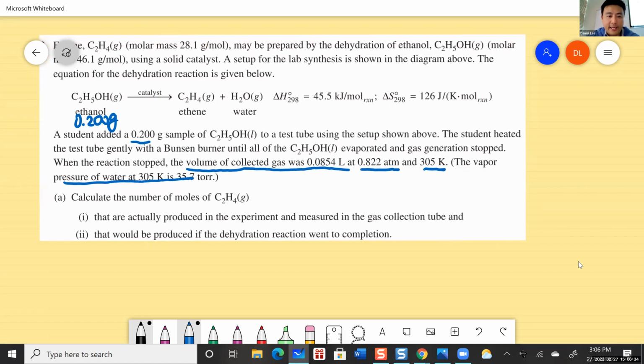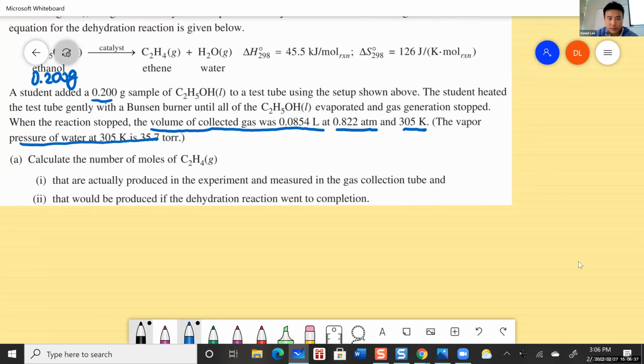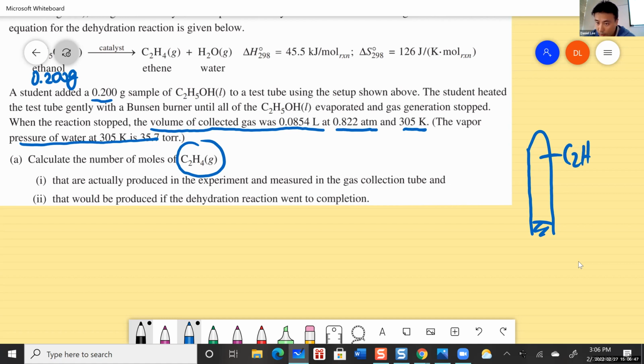So there are 2 ways, A1 and A2, to talk about the moles of C2H4. Okay, I'm going to draw that test tube again. In the test tube, there's C2H4. There's also water vapor, right here. So if you're looking for how much C2H4 is actually produced, you have to go after the container. So A1, the actual amount produced, is from the container. You cannot start with 0.2 grams of ethanol.